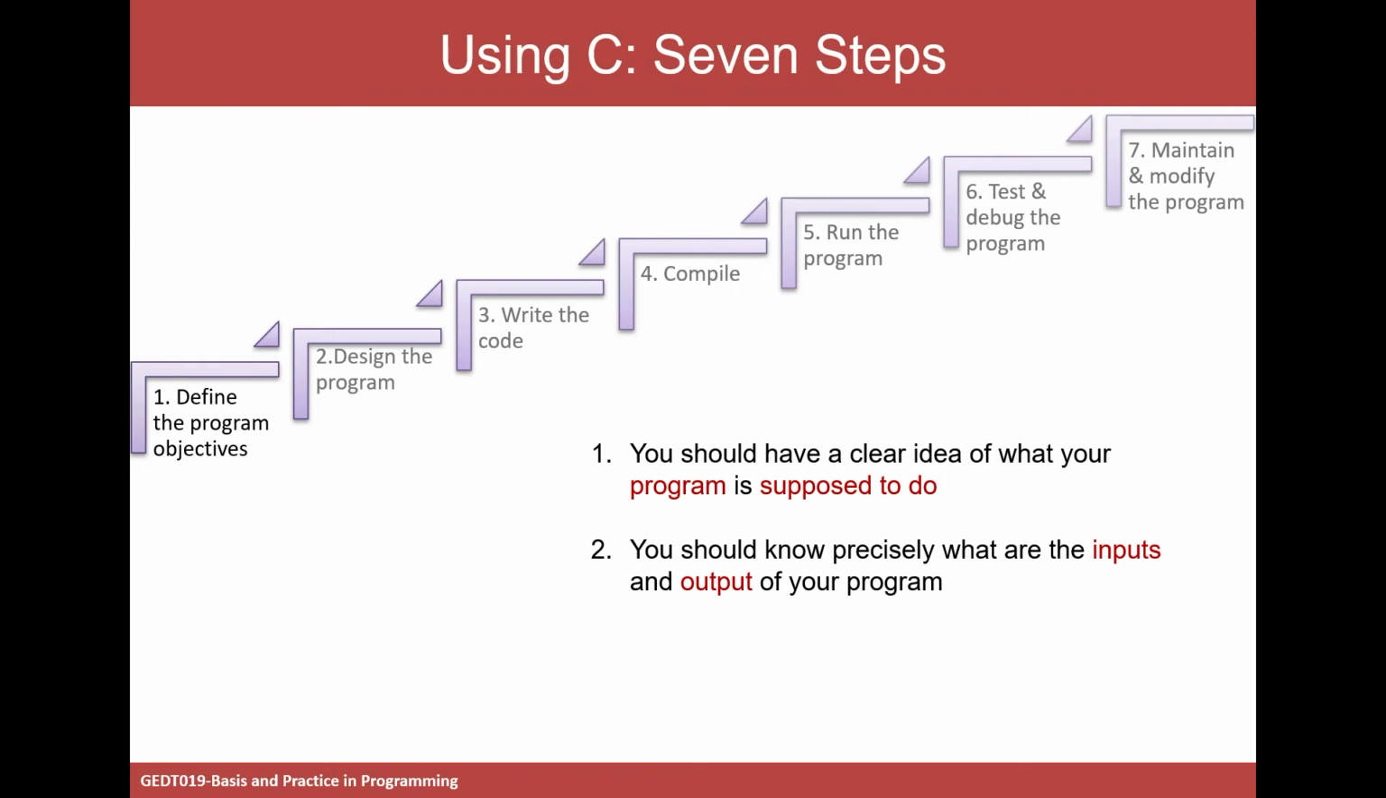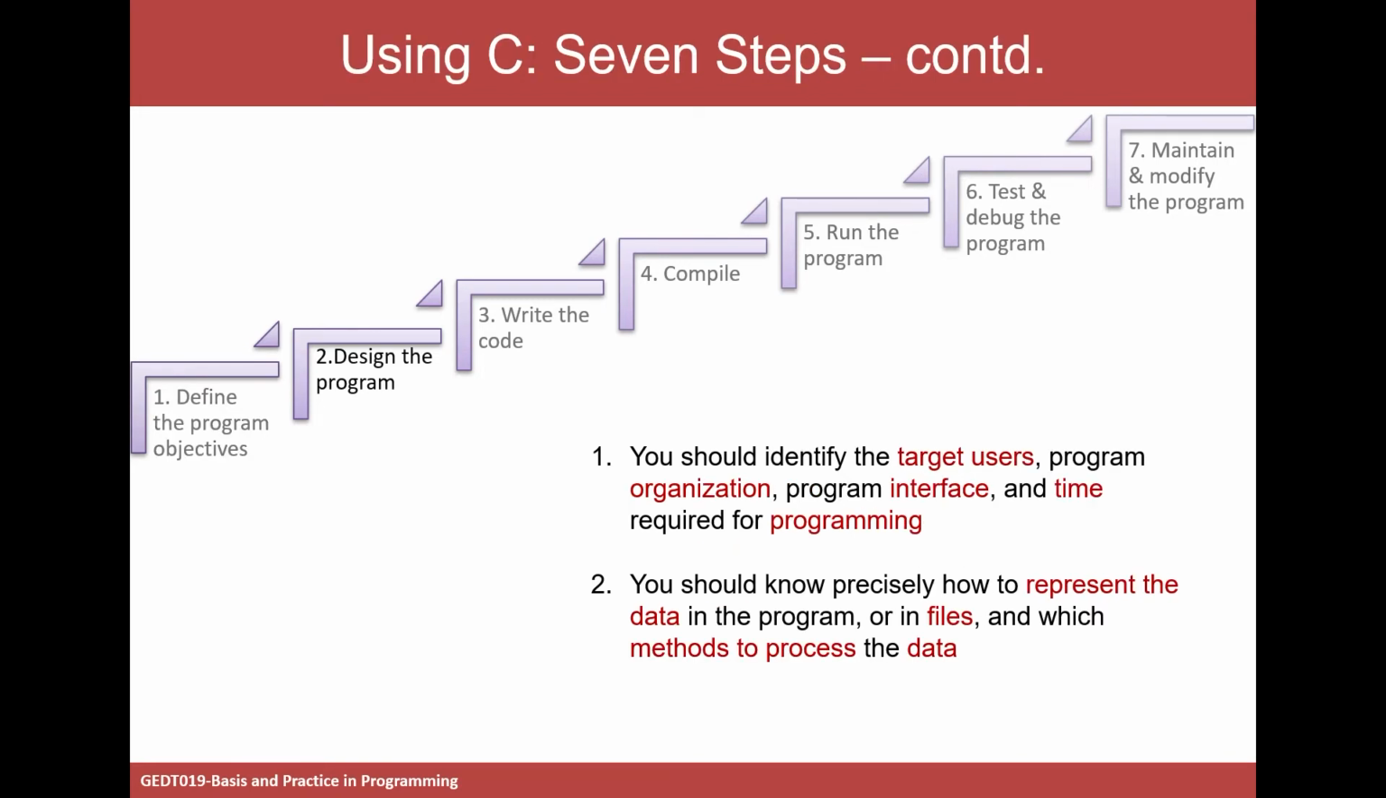The results of the software will go to the screen, or to files, or to another output device. So first we need to know the main purpose of the software. The second step, before we write code in C language, is to design the software.